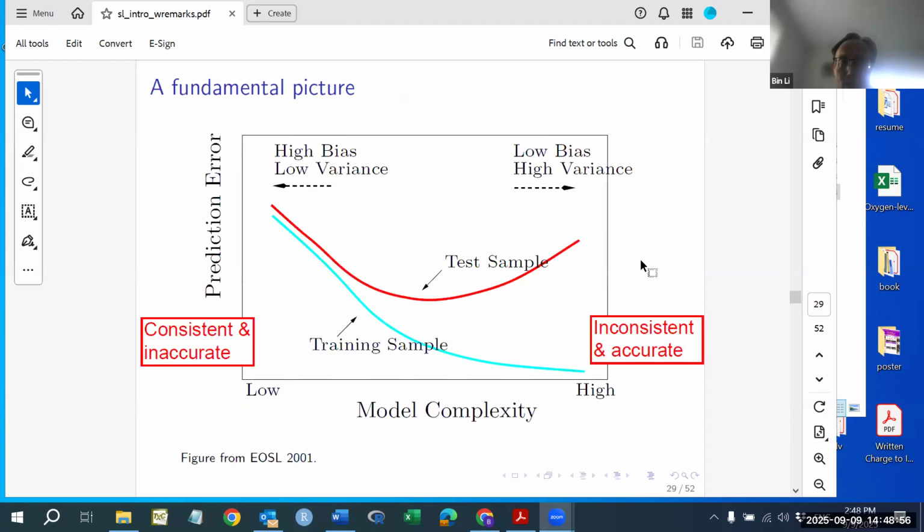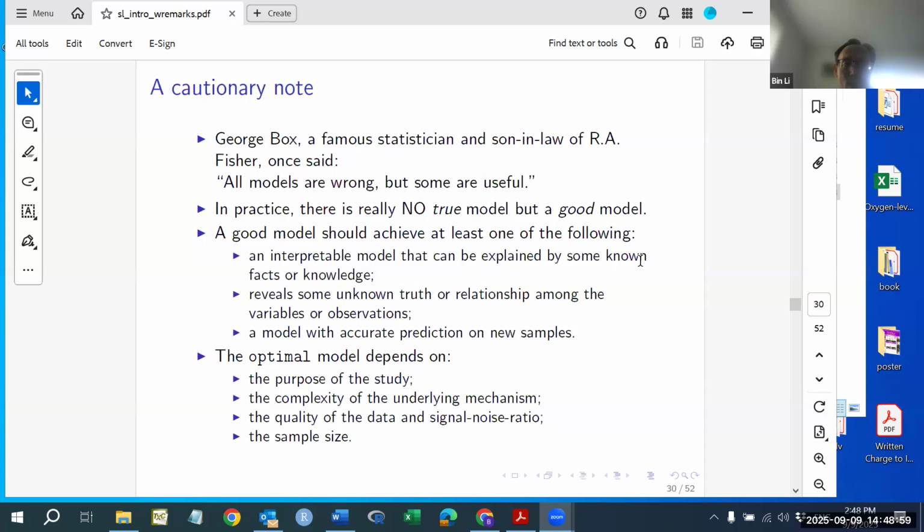So we talked about this. This is a very fundamental picture. A cautionary note: George Box, a famous statistician and son-in-law of R.A. Fisher, who developed many tests in classic statistics, like ANOVA and F-tests, and is also called the father of modern statistics, once said, all models are wrong, but some are useful. So in practice, there is no true model, but a good model.